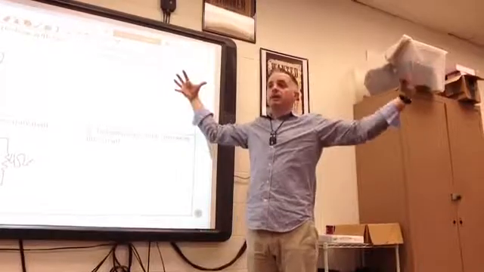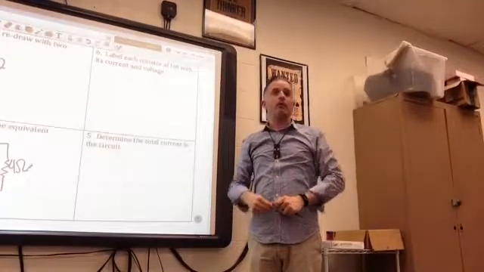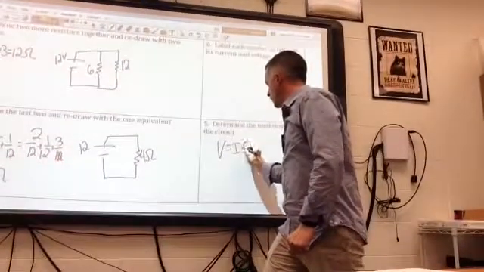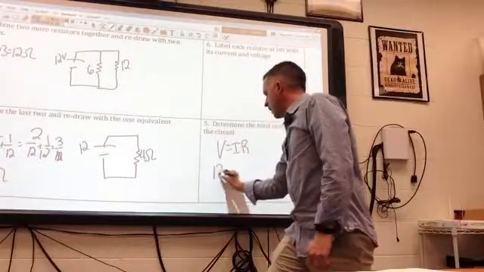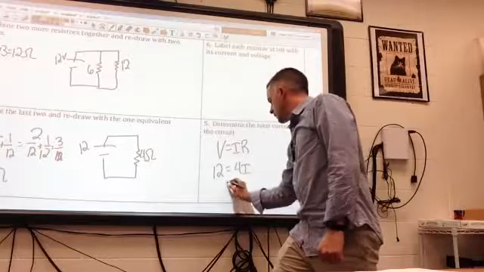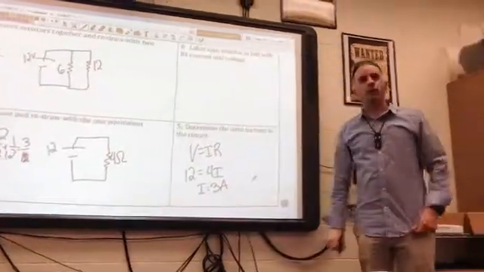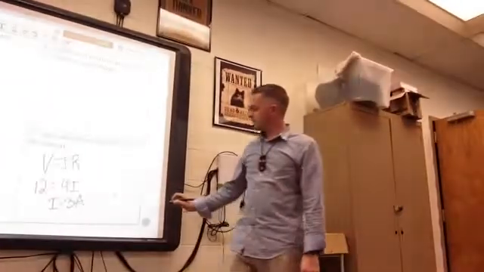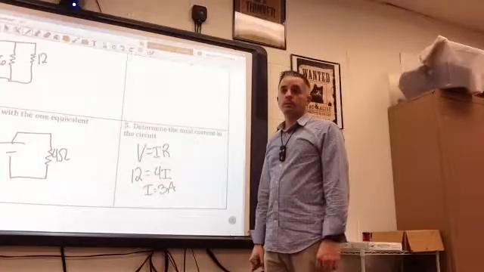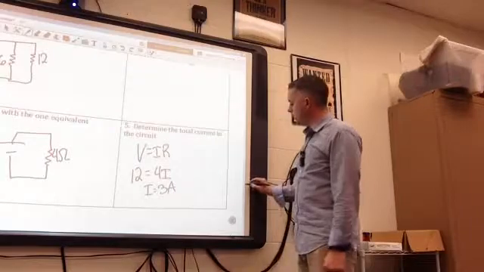Now we can unravel it to find out what these individual voltages and currents are. All right? So determine the total current. Well, V equals IR. It's going to get 12 volts. The total resistance is 4. So the total current through the whole thing is 3 amps. Good? We're good. Okay. Awesome.